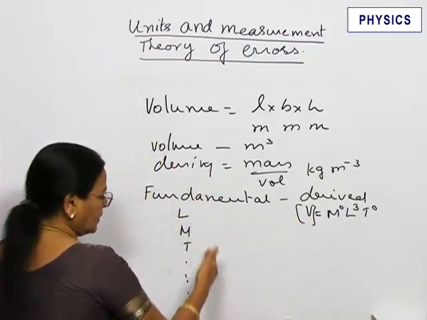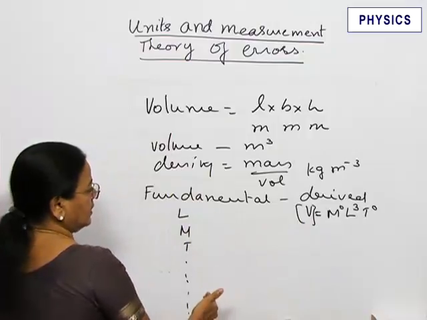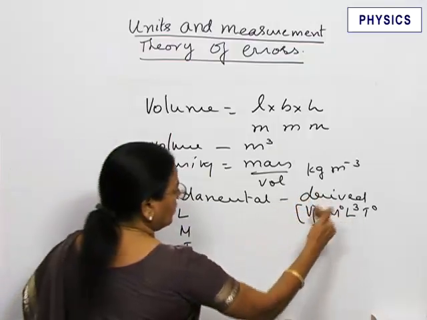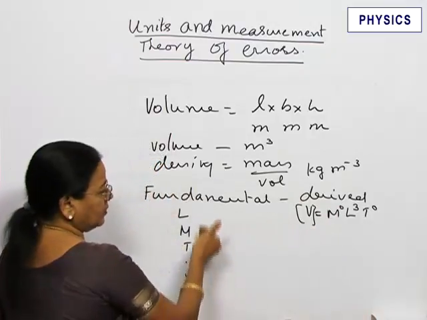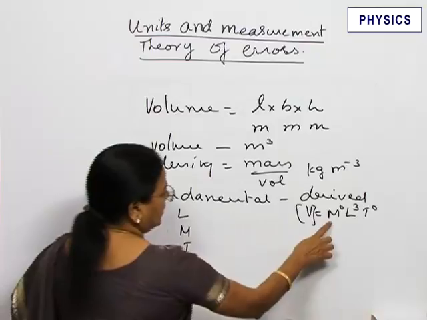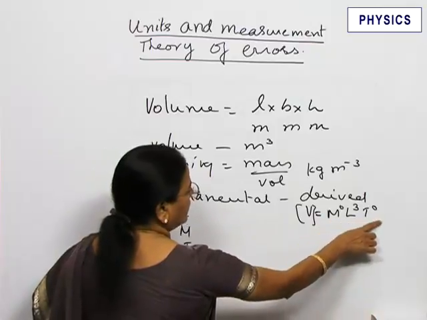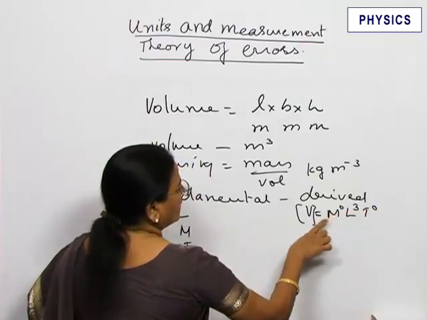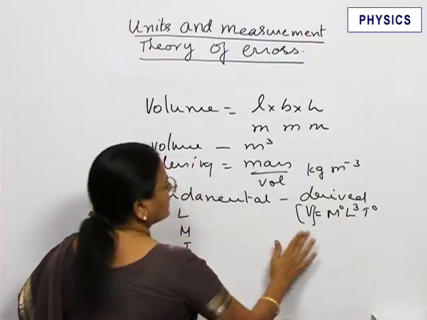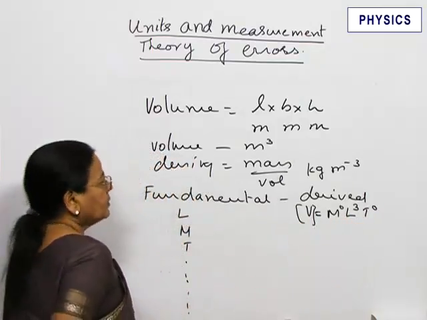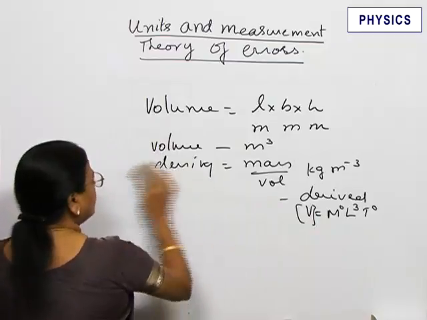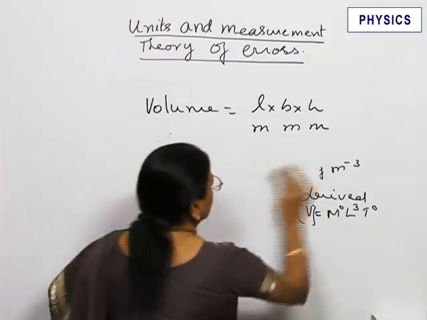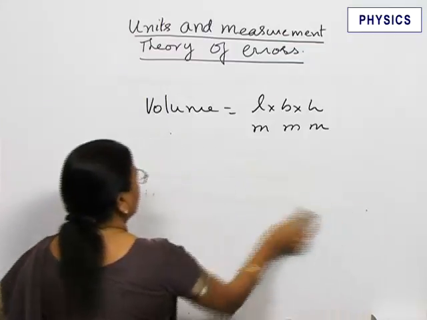So, fundamental quantities are these 7 quantities I mentioned. Derived quantities are physical quantities which are expressed as a combination of these fundamental quantities, and the powers to which we raise these fundamental quantities give the formula called the dimensional formula. First of all, we are going to discuss the dimensional formula and the application of dimensional formula.